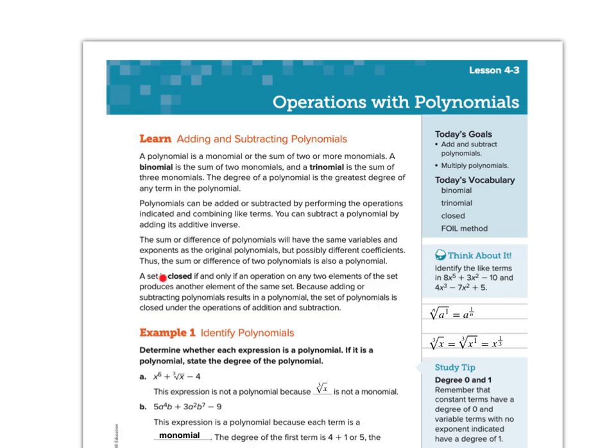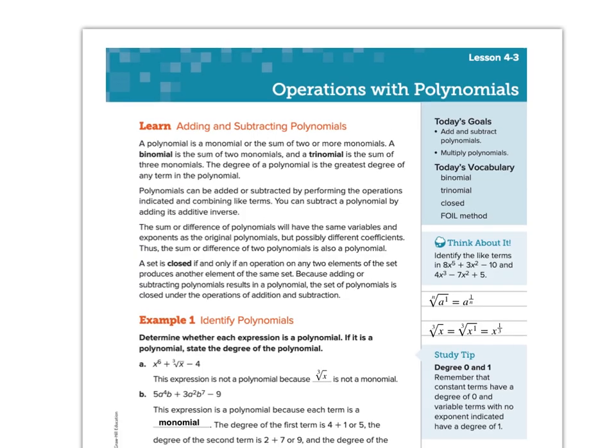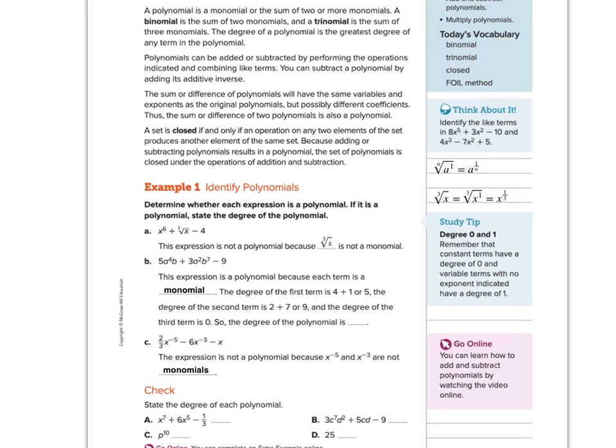And then a set is closed if and only if an operation on any two elements of the set produces another element of the same set. Adding and subtracting, for example, usually results in a closed operation because you still have the same number of items. So that's what they're talking about. We'll discuss that a little bit as we go through these examples.